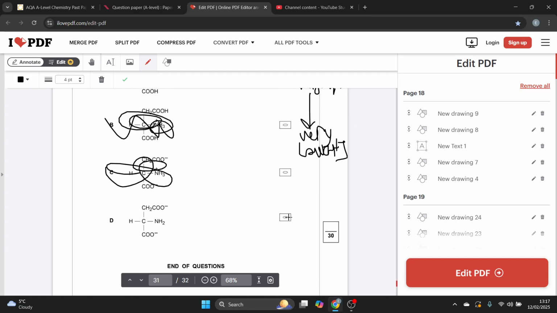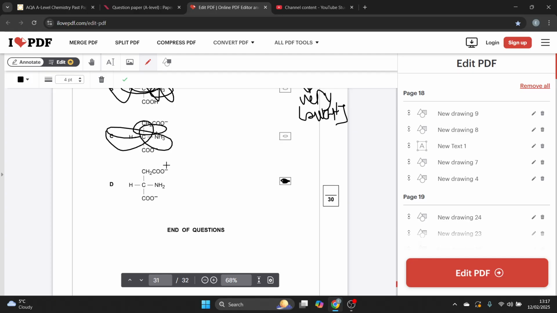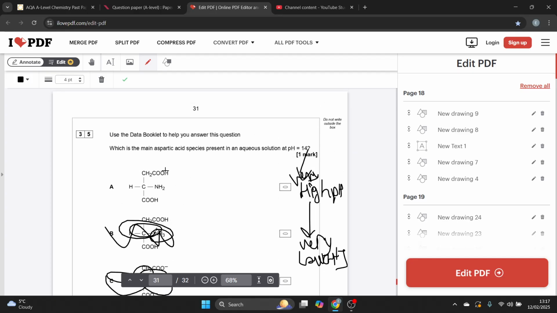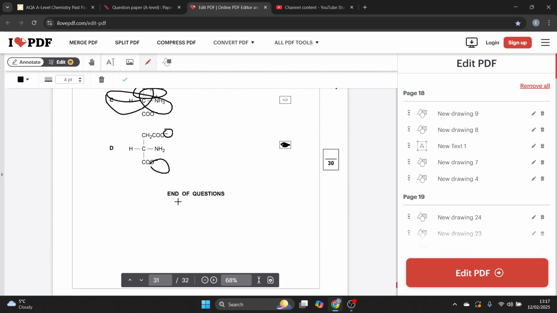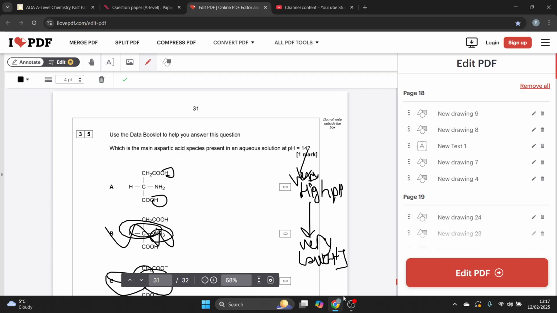And yeah, the answer is going to be D, because it wants to accept protons, since it's got very low concentration of H plus ions, and these two are negatively charged. Whereas A, it's already got those hydrogens. No, it wants to accept them because it's got low H plus ions. That is the end of section B, the multiple choice questions.